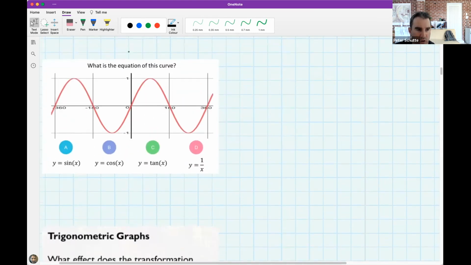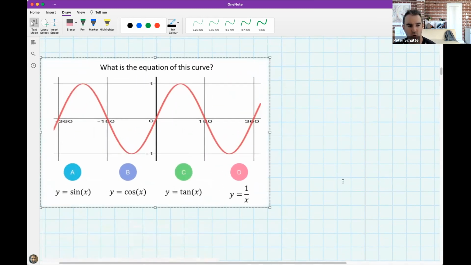I want to know which of these three, or A, B, C, or D. So there's a curve. This is a trig function. And I want to know, is it A, B, C, or D?